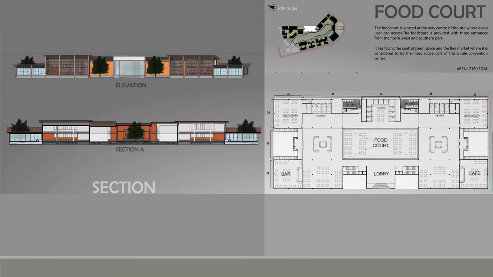The food court is provided with 3 entrances located at the very center of the site so every user can access. It lies facing the central green space and the flea market, where it is considered to be the most active part of the whole convention center.